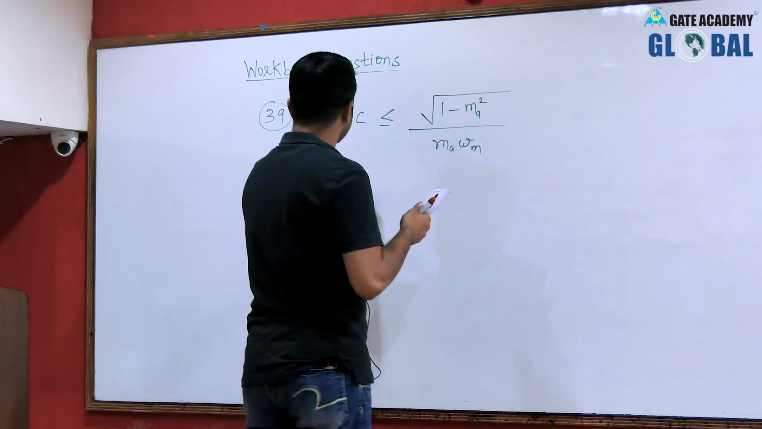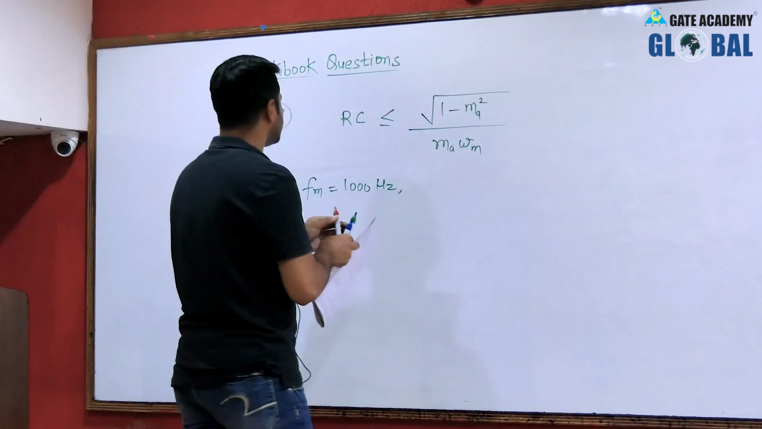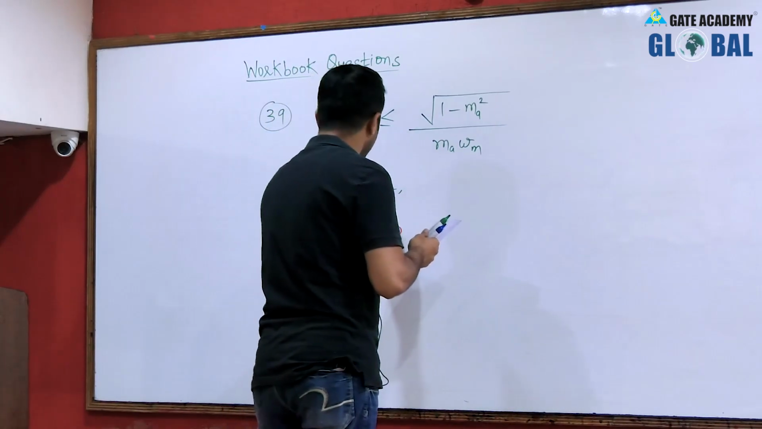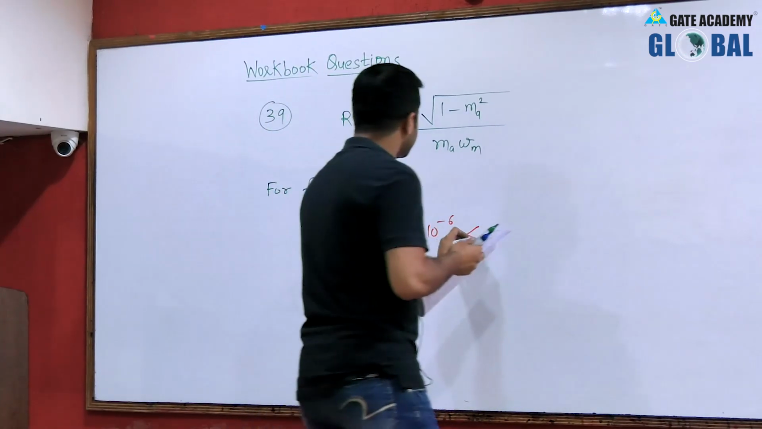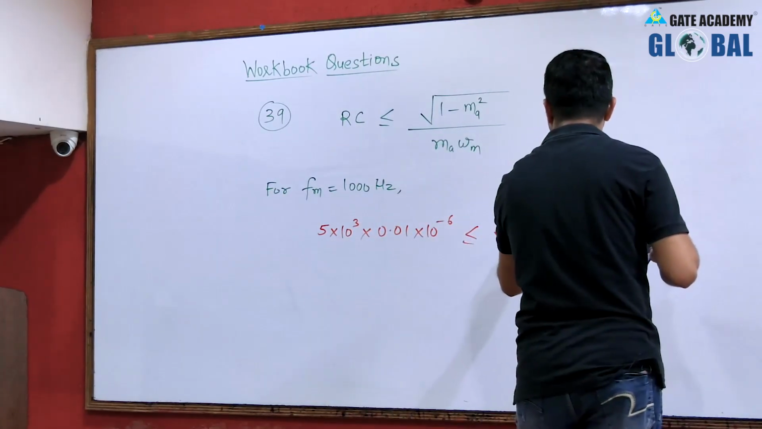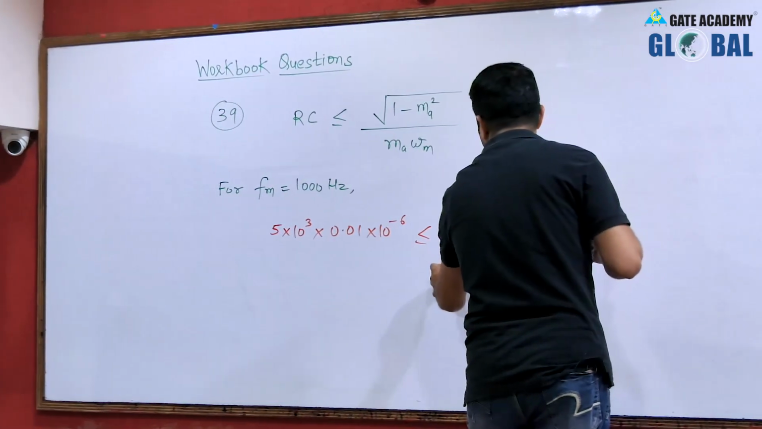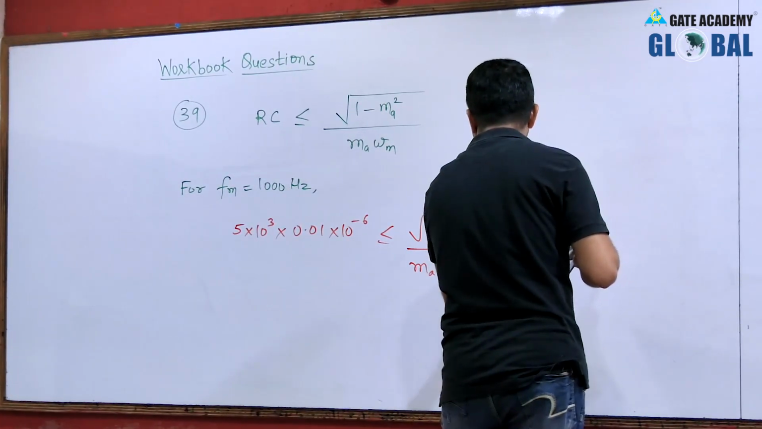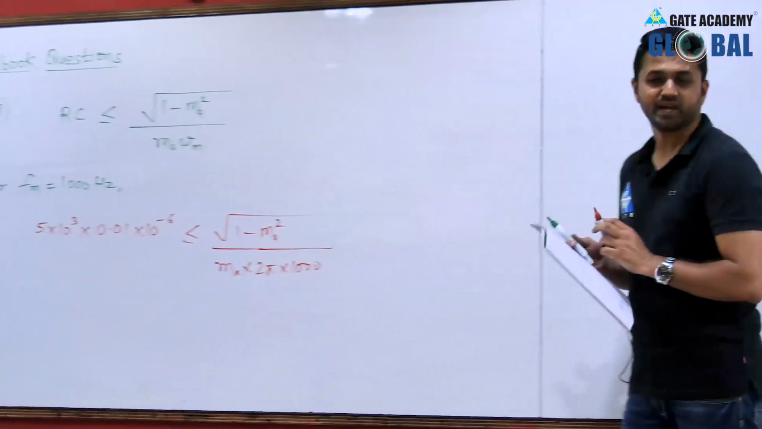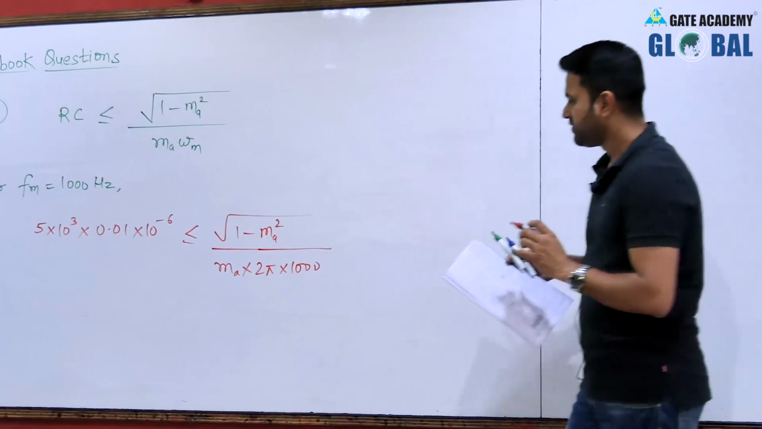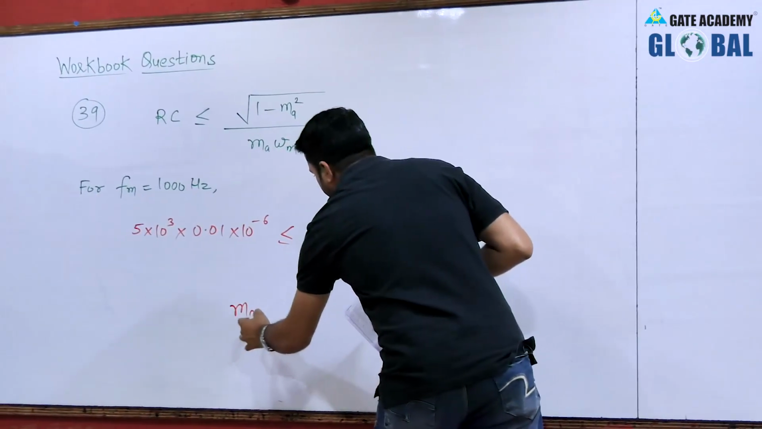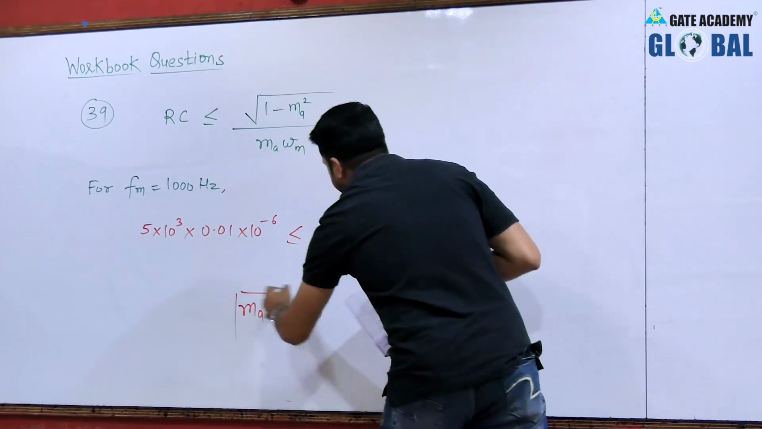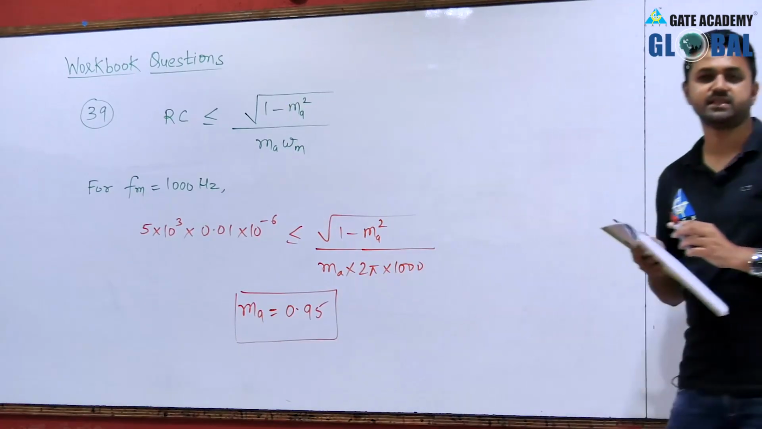So, if we substitute the value of R and C, let us say for modulating frequency Fm equal to 1000 Hertz, R equal to 5 kilo ohm and C equal to 0.01 microfarad, this should be less than equal to root over 1 minus MA square upon MA into 2 pi into 1000, because this is omega m and we write omega equal to 2 pi Fm. For this equation, you will get the modulation index, I think 0.95. You can check this, I am just telling the answer.